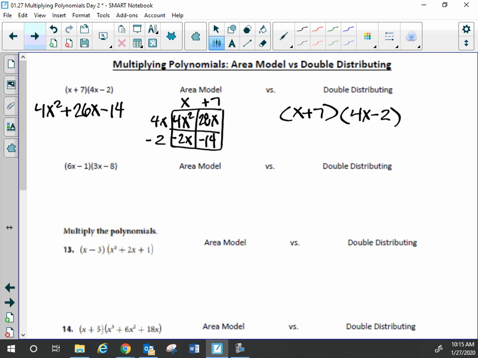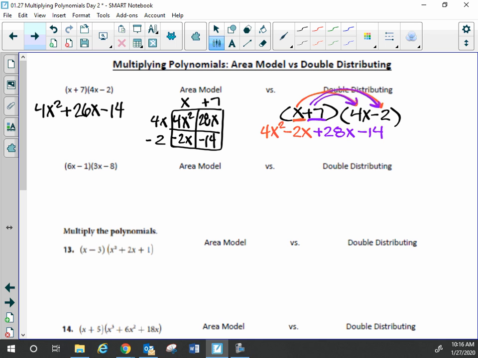Okay, so double distribution is exactly what it says. You're going to distribute twice, so you're going to double distribute. Take your first term in that first binomial, and distribute it to every term in the second binomial. So you're going to multiply x times 4x, which gives 4x squared. And then x times negative 2, negative 2x. Then you do the same thing with the second term, 7, and distribute it to those values in your second binomial. So 7 times 4x is 28x, and 7 times negative 2 is negative 14. And then you combine like terms, and again you get 4x squared plus 26x minus 14.